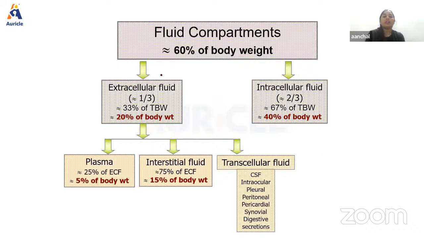Now, talking about the extracellular fluids, various kinds of extracellular fluids are present. As we know, it is 33% of total body weight. We have plasma, which is 25% of ECF and 5% of body weight, and interstitial fluid, that is 75% of ECF and 15% of body weight. And also, we have some transcellular fluid like cerebrospinal fluid and intraocular fluid.